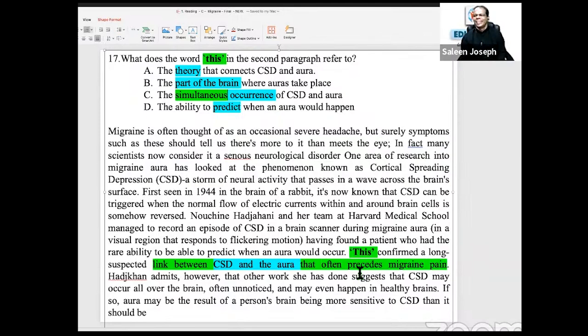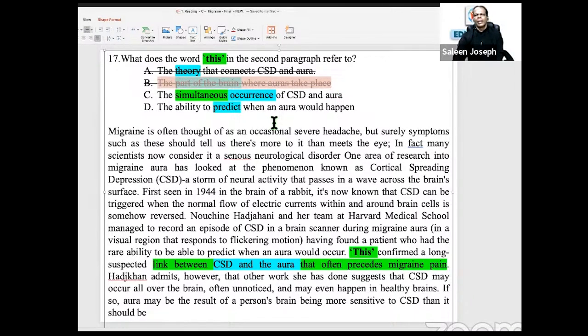Okay. So ultimately, the whole text is speaking about this migraine aura. In the first paragraph, we have seen it, and the migraine pain. Now here, the theory that connects CSD and aura, they don't speak about any theory, do they? We have already looked into this. We have read this paragraph. The part of the brain where aura takes place. This is not mentioning any part of the brain. They never spoke about any part of the brain before this or in this context.